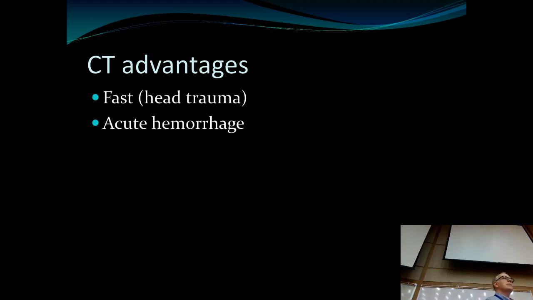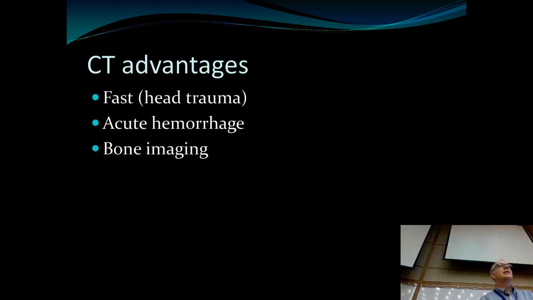The basic rule of thumb is if your top differential is a bleed in the brain, acute hemorrhage, always do a CT scan. CT is very sensitive for acute hemorrhage. And again, that's a neurologic emergency. This patient needs brain surgery. These are decisions that need to be made quickly, and so with a CT, you can get that information.